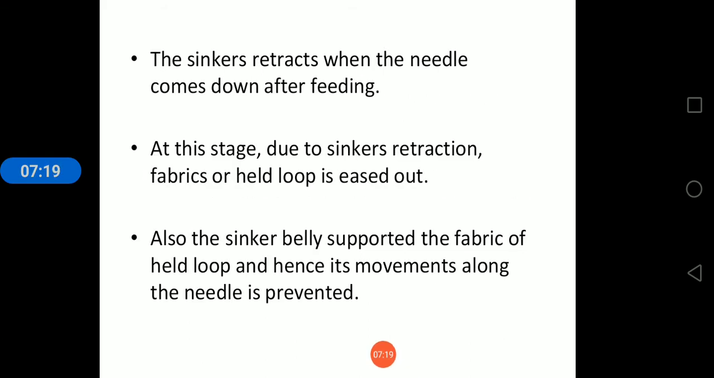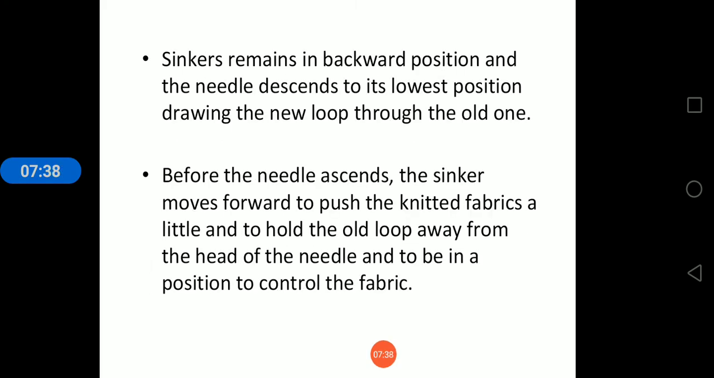Means the sinker interacts when the needle comes down after feeding only. At this stage, the sinkers interact between the feeding of the loop and the formation of another loop from the old one. The sinker supports the fabric of the loop and its movement along the needle is prevented. In the backward position the needle descends to the lowest position, drawing the new loop through the old one. Before the needle ascends, the sinker moves forward to push the knitted fabric a little, to hold the old loop away from the head of the needle and to keep control of the fabric.